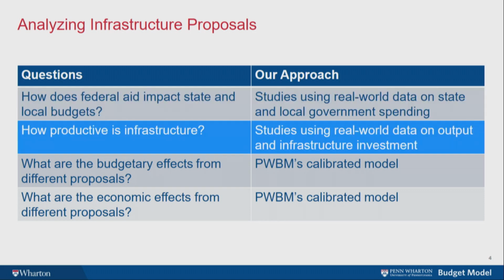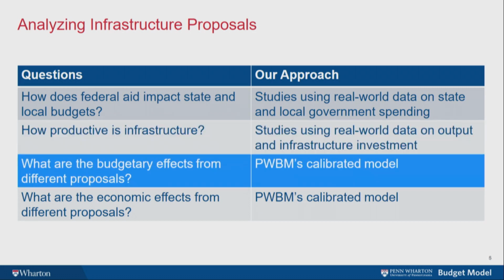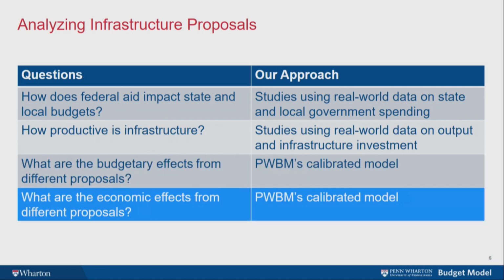Okay. Once we know how much infrastructure we've built, we actually want to know how productive it is. How much more GDP do we get out of this infrastructure? And again, we turn to a very, very large literature of studies on real-world data about output and infrastructure investments. Once we have these 2 things answered, then we can turn to our model to get some insights about 2 additional questions. First of all, we want to know how infrastructure projects are going to affect the federal budget. And then secondly, we'd like to know how it affects the economy, because that's really what we're interested in.